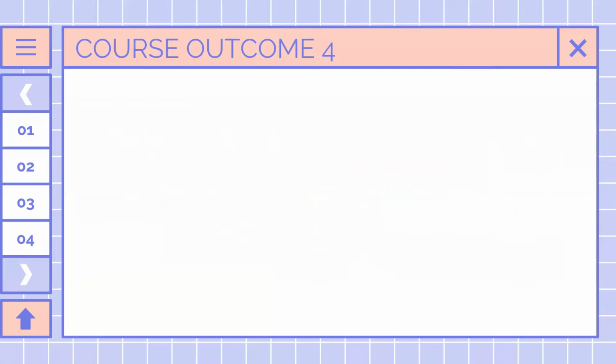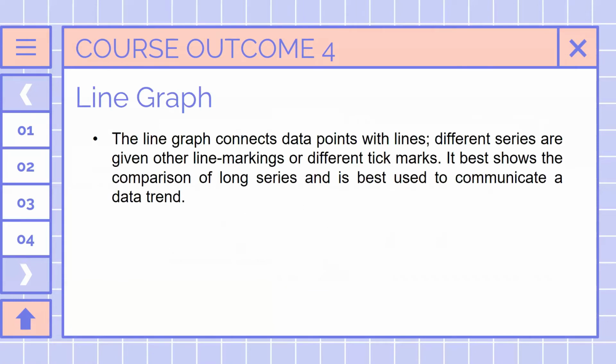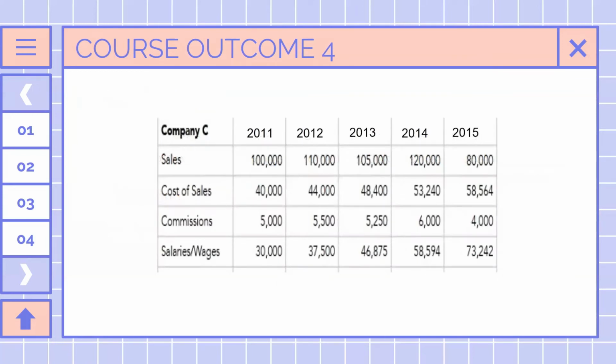Next, let us proceed to our third graph, which is the line graph. So the line graph connects data points with lines. Different series are given different line markings or different tick marks. It best shows the comparison of long series and is best used to communicate a data trend. So here, using this data, let us construct a line graph for company C's sales and net income for year 2011 to 2015.